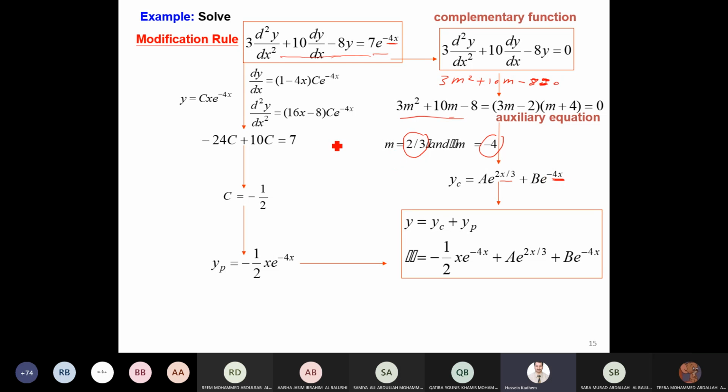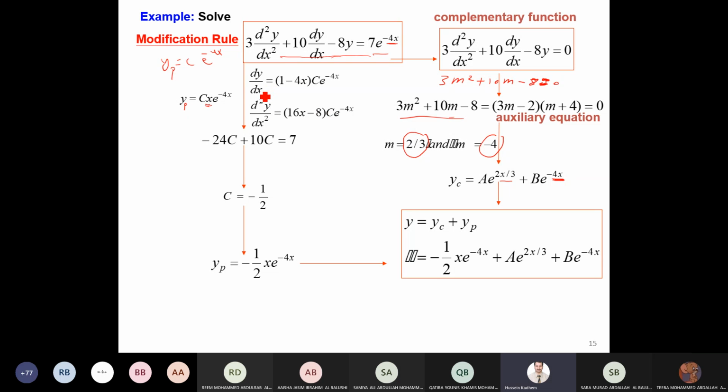If I go to the table, I know that I will find y equals c exponential minus 4x. This is the particular solution. But because of the similarity between the complementary and the right-hand side function, I need to multiply by x, as you can see. Now when I multiply by x, this is the new particular solution.